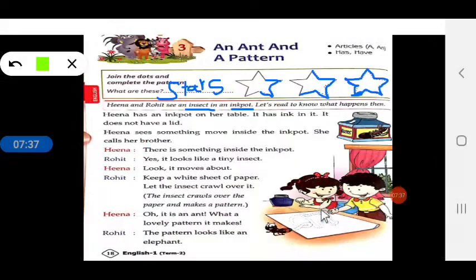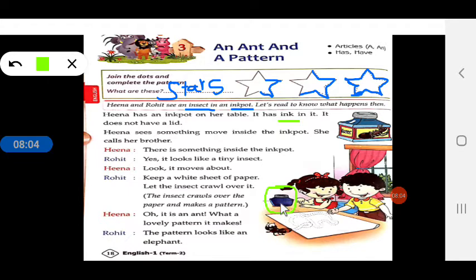Dear students, this ink pot belongs to Hina. Then where is it? It is on the table. Whose table? Hina's table. And it has ink in it. So this ink pot has ink inside it.